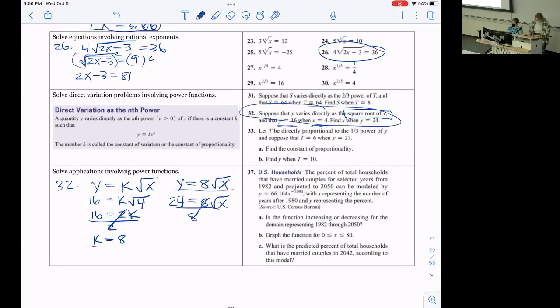Divide by 8. 24 over 8, 3, equals the square root of x. And in order to get rid of the square root, square both sides. This cancels out, and you will have x equals 9.